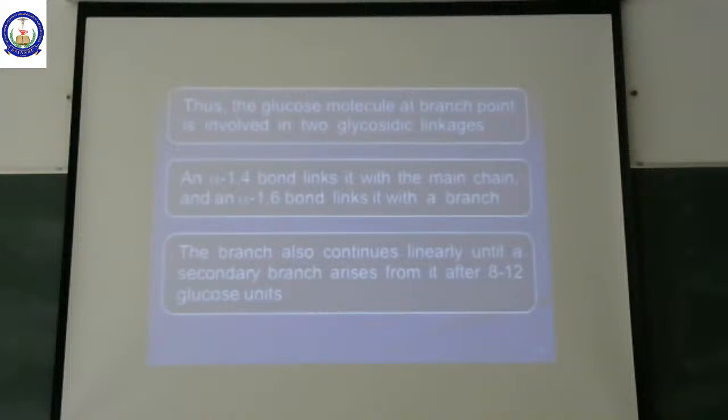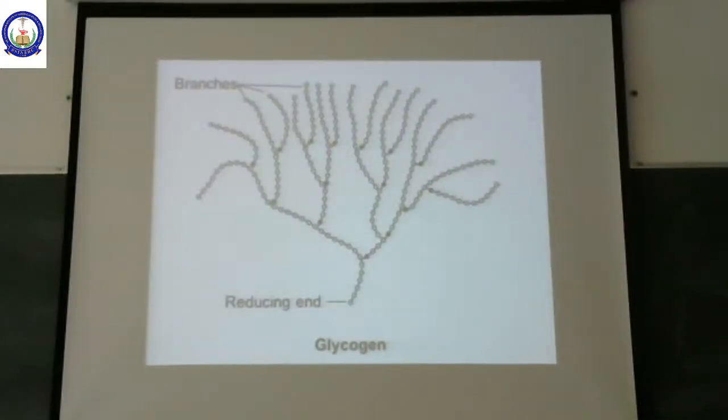Thus the glucose molecule at the branch point is involved in two glycosidic linkages: one is alpha-1,4 and the other alpha-1,6, which is the branching point of the glucose molecule. This branch also continues linearly until a secondary branch arises from it, after 8 to 12 glucose units. So these are the branches and the reducing end of the glycogen molecule. This is how we get the glycogen molecule.